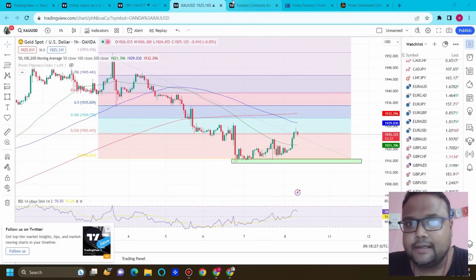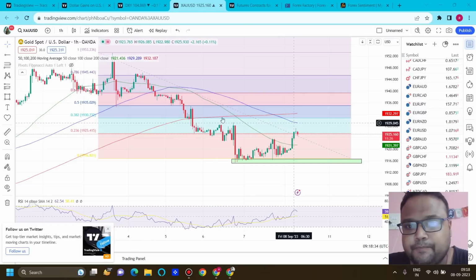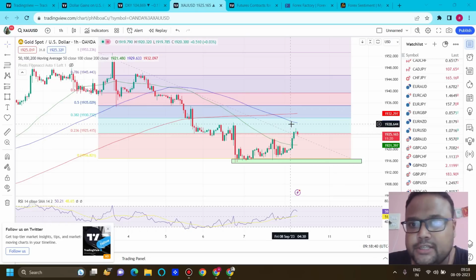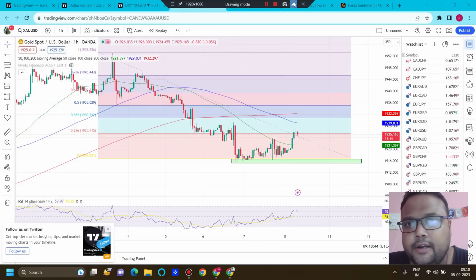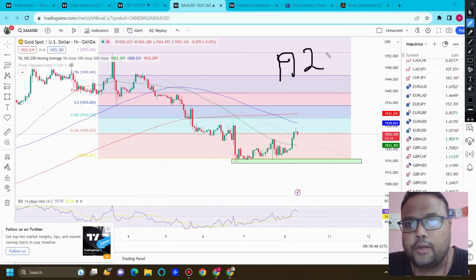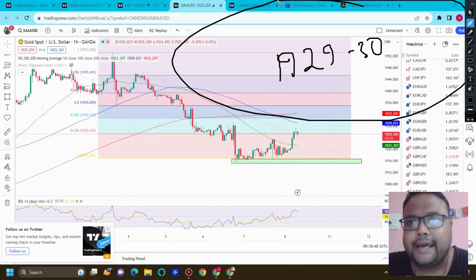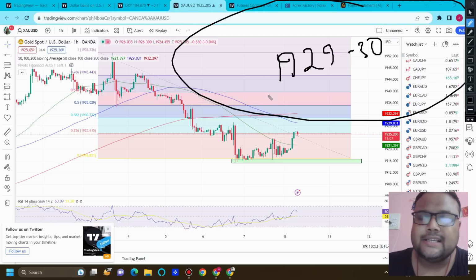Okay, and on the other hand, if the market goes up from here, what are the levels for us then? First of all, we have the 100 moving average here. Here you can see the 50 moving average works as dynamic resistance. So we can expect that during the Asian session and European session, if the market goes up, then 1929, 1930 may act as the dynamic resistance.